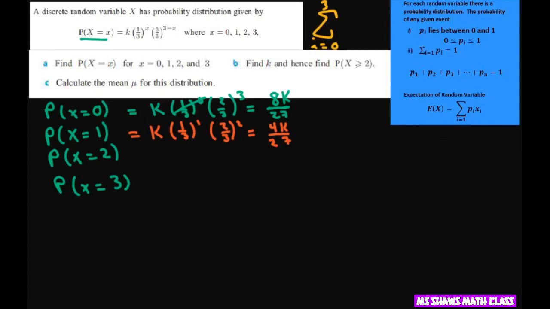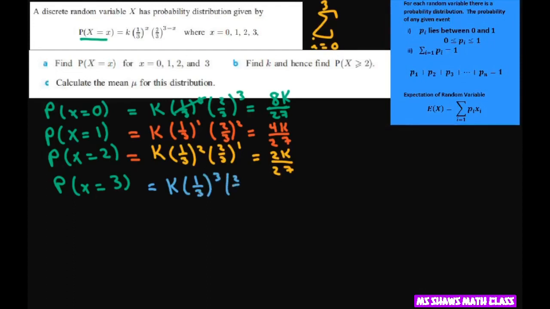All right. And for the third one, k times 1/3 squared times 2/3 to the 1st power, and that's going to give you 2k divided by 27. And then the last one, we get k times 1/3 cubed and 2/3 to the 0. So that's just going to be 1k, or k divided by 27. So that's what we did. We found all of this.